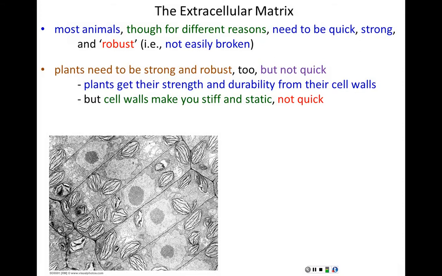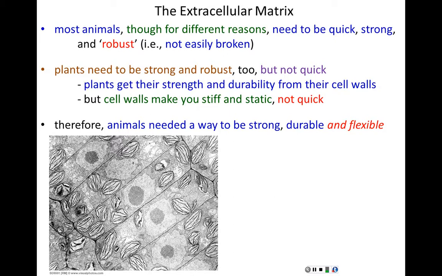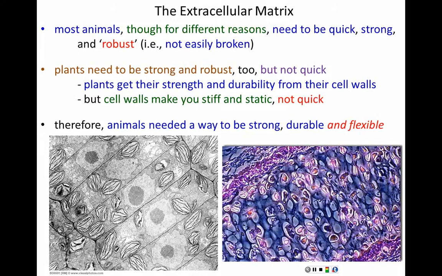So animals couldn't get by with cell walls. Animals needed a way to be strong and durable, but also flexible. Animals needed that quickness, that flexibility, that ease and range of motion. And so animal cells look quite different from plant cells. They're more rounded, and they're less regular, and they just look as though they are more flexible.